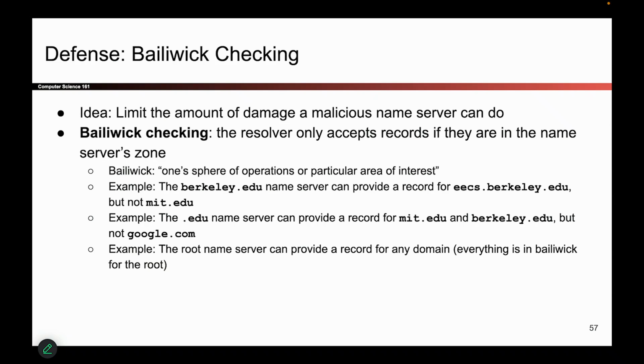So once again, this doesn't solve our problem of malicious name servers, but it reduces the amount of damage that any broken name server can cause. If you hack into the berkeley.edu name server, you can return malicious records for any domain ending in berkeley.edu, but at least you can't affect the rest of the internet. So it's a protection that we can do to limit the damage. But this does mean that if someone hacks into the root server, everything is in the root server zone, so that would break the entire internet. So it's very important that people cannot hack into the root name server.